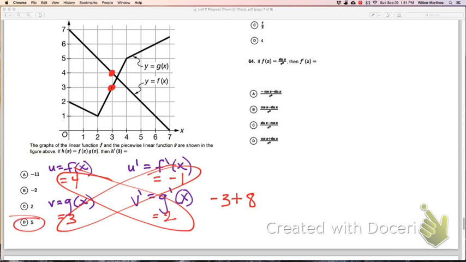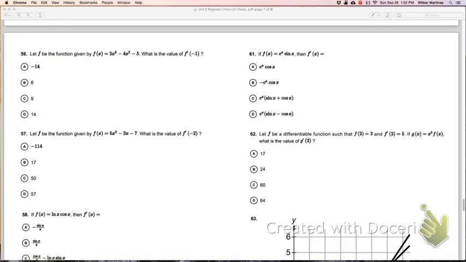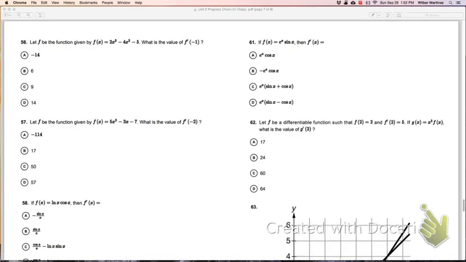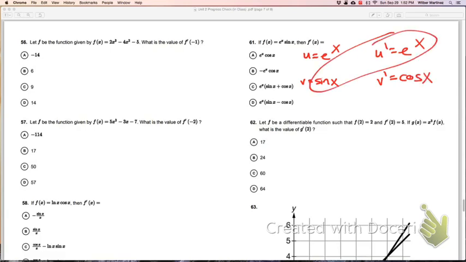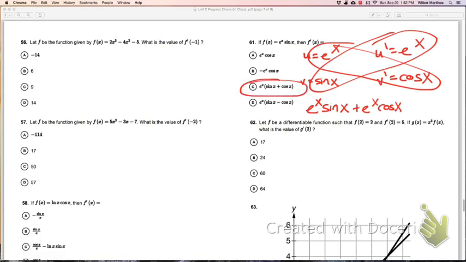For this next one, we have e to the x times sine of x. Because both of those have x's in them, we have to use the product rule. So u equals e to the x, v equals sine of x, u prime would be e to the x, v prime would be cosine of x. Multiply backwards, so you get e to the x sine of x. Multiply forwards, and you get e to the x cosine of x. And that is answer choice C. If they factored out an e to the x, it would be e to the x times whatever's left over, which would be sine of x plus cosine of x.